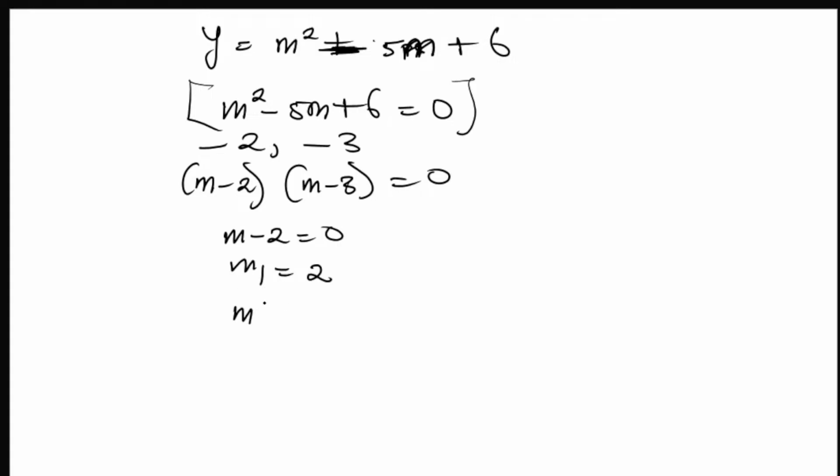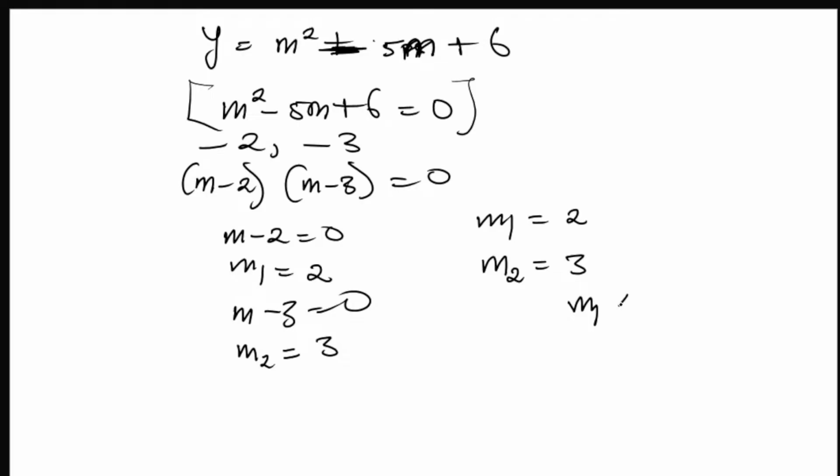So you have your m2 here. m2 will simply be m minus 3 equal to 0, and your m2 will be equal to 3, because minus 3 will be crossing an equality sign. Now you can see that your m1 is equal to 2, and your m2 is equal to 3. Looking at these two values, are they the same? No. So we can say that m1 is not equal to m2.